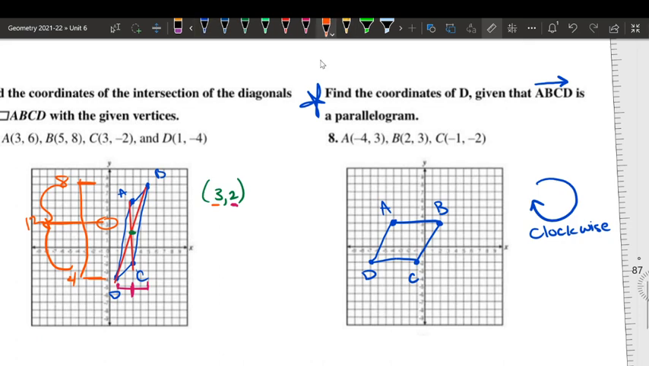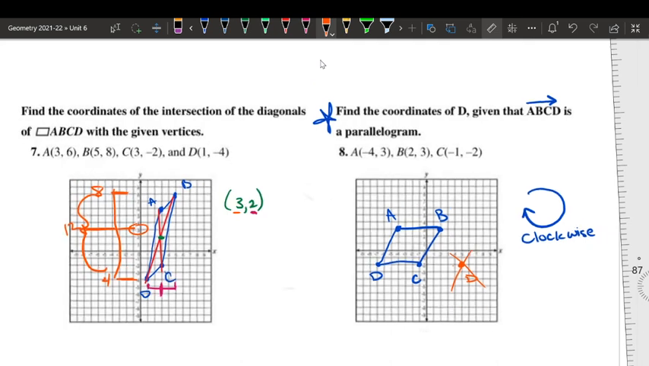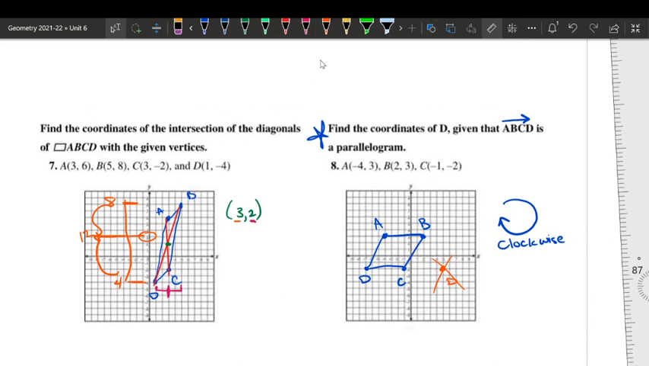It's very common. People want to put it over here. But that cannot be point D because it has to match the order the letters were given. If you put it over there, that would be A, B, D, C. That would not be the same thing. All right, so that is parallelograms.